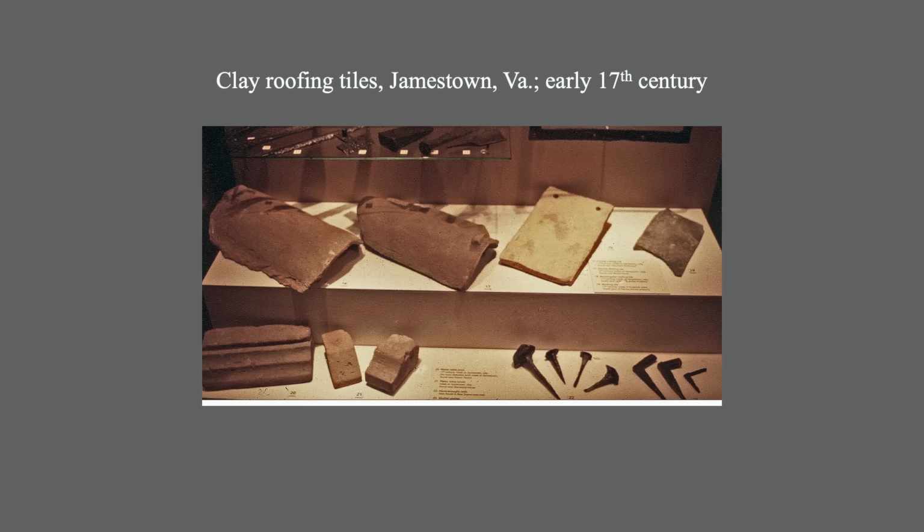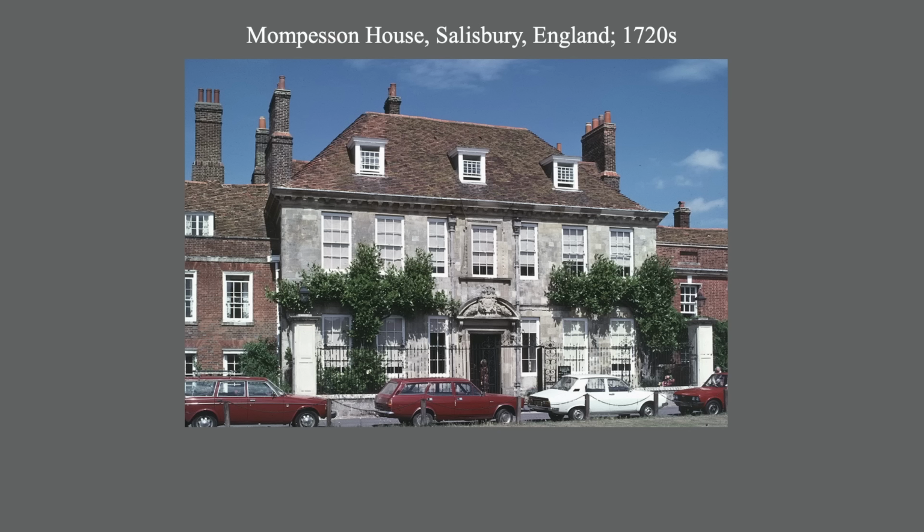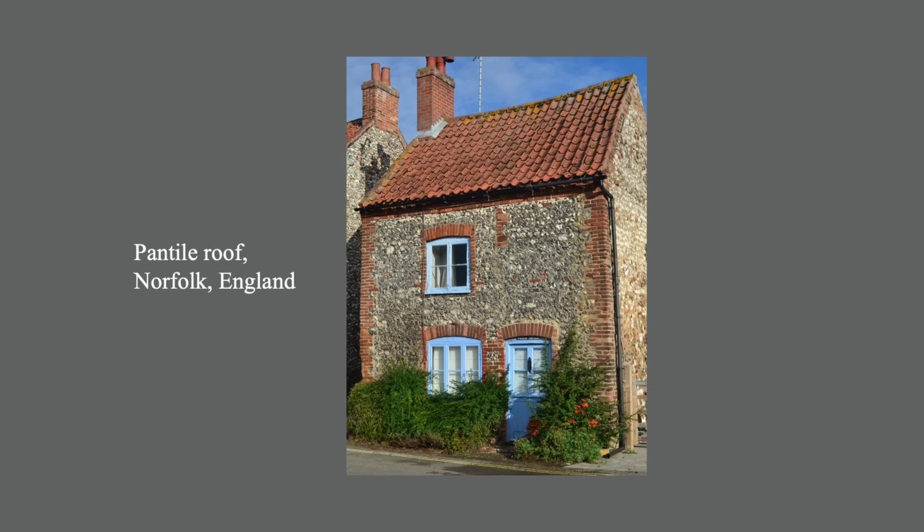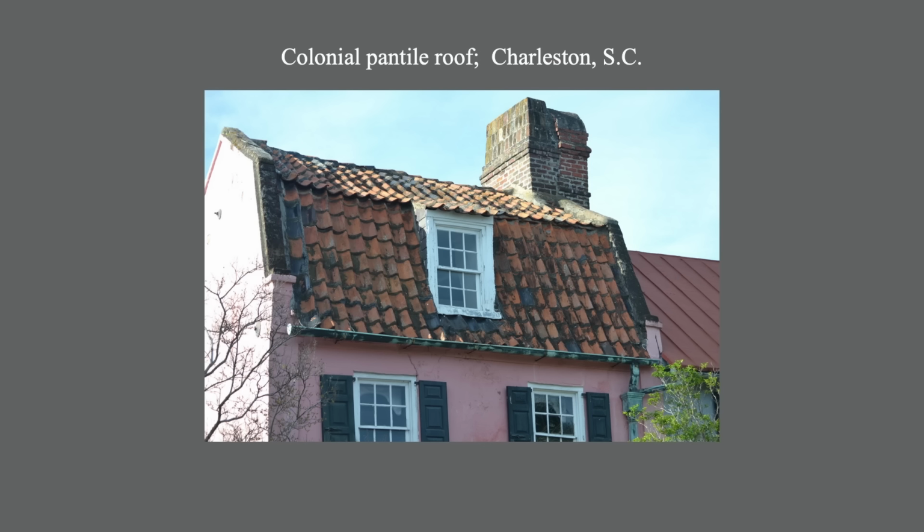Archaeological investigations of early 17th century sites in Jamestown have unearthed numerous fragments of clay roofing tiles. Clay or ceramic tile roofs are widespread in England, as seen on Mompesson House, a famous early 18th century mansion in Salisbury. Here, flat tiles are used. Another tile form seen in England is pantiles, which consists of interlocking S-shaped tiles. We have an early pantile roof in Charleston, South Carolina, but surviving examples are rare.